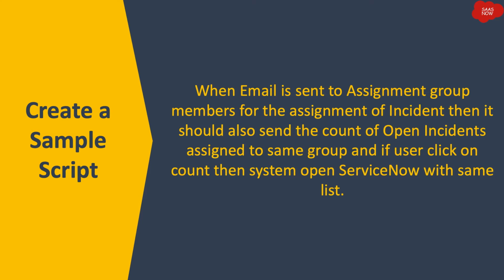That means I should be able to see the same list of open records of the incident table, but assigned to the same group we are talking about, which has got that particular email. Whatever assignment group is populated on that particular incident, it should only show the list of open records for that group. Now, how can you achieve this requirement?